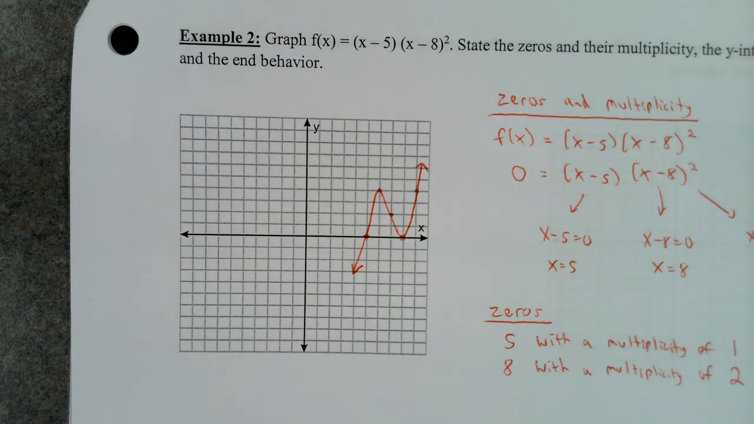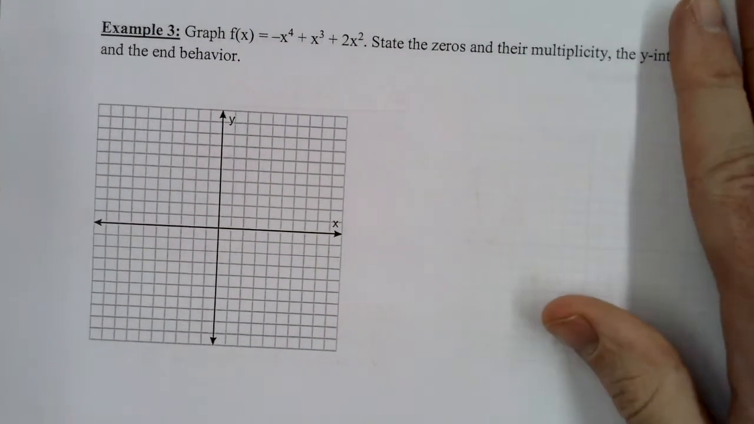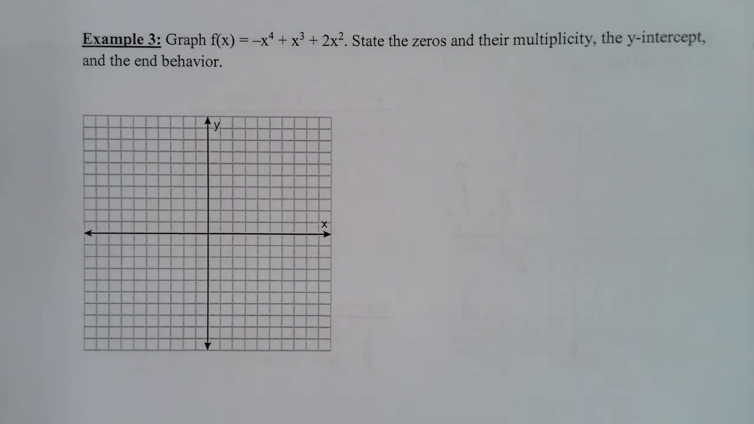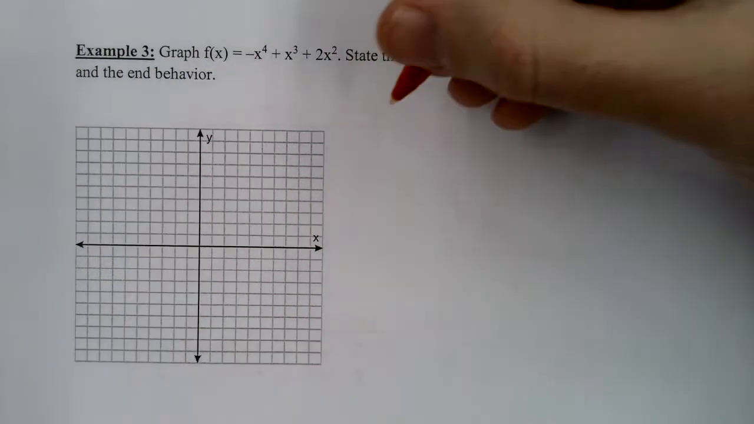Okay. 2 more. Example 3. This one is in standard form, okay? It's not factored form this time. Sometimes that makes it easier, sometimes it makes it harder, okay? It's going to be harder to get the zeros and the multiplicity. But let's get to work.